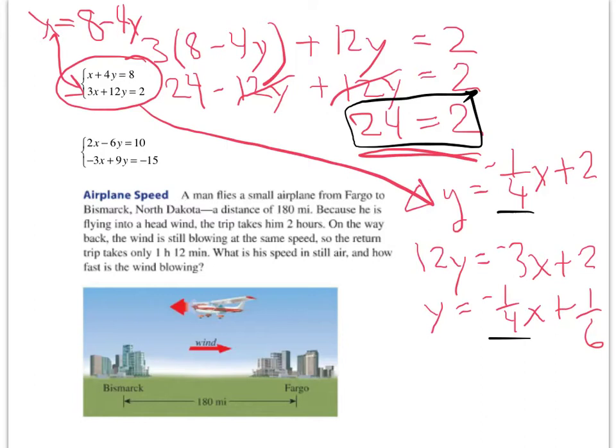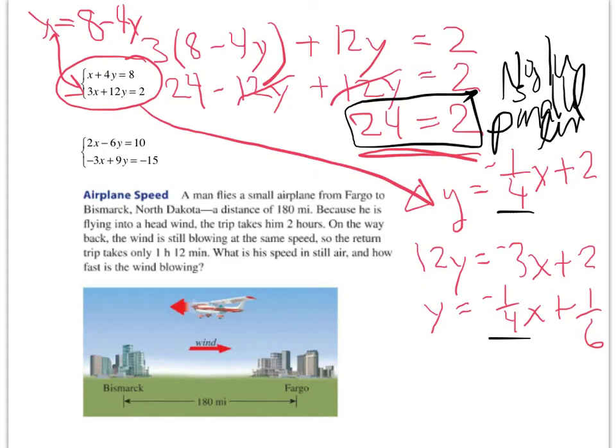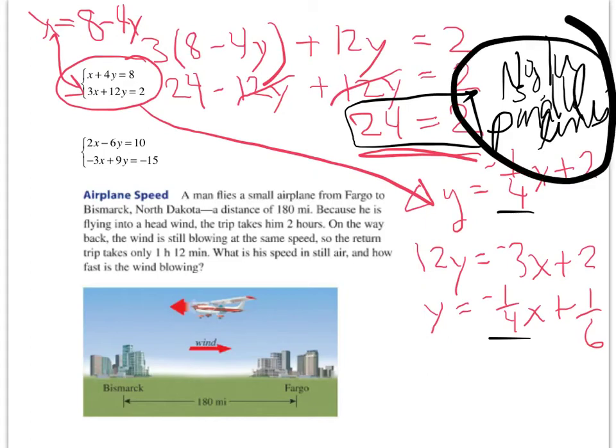So when you obtain a contradiction, that means you know that there is no solution because the lines are parallel. So say parallel lines. No solution, parallel lines. That's the answer. Okay, so that's what happens when the lines are parallel.